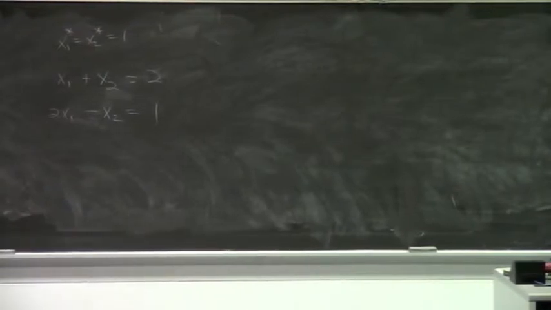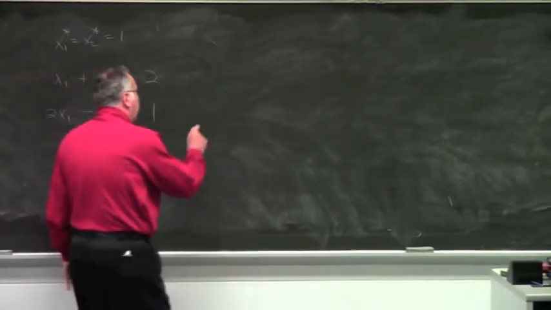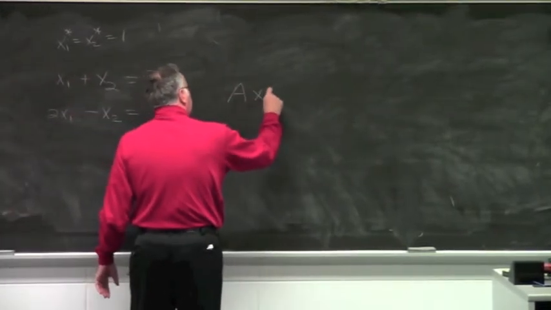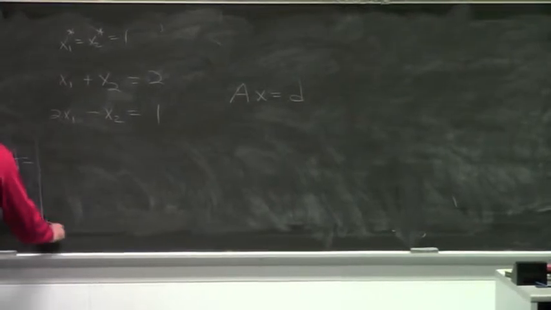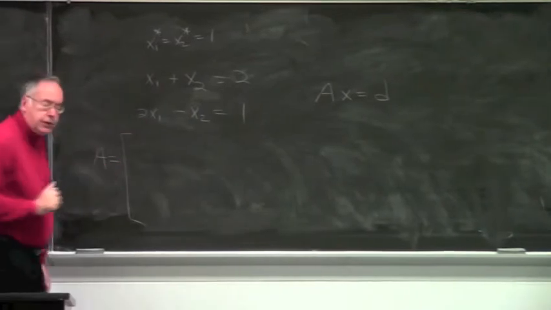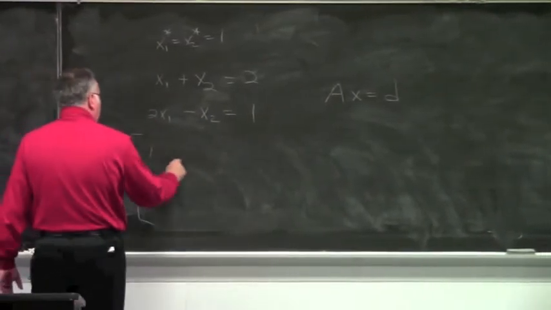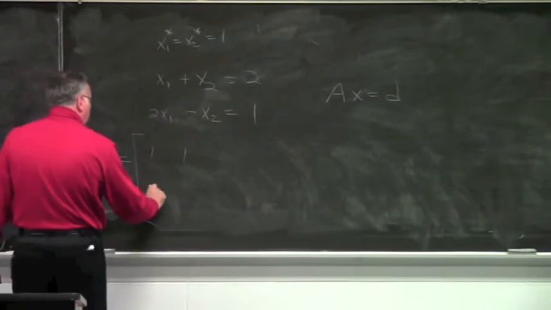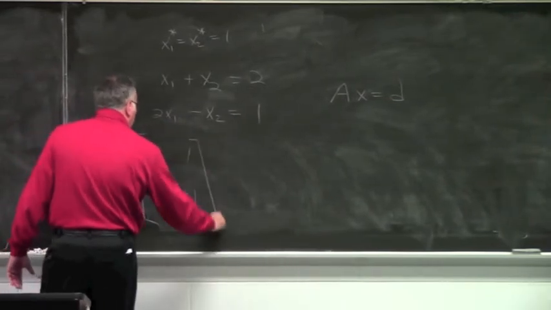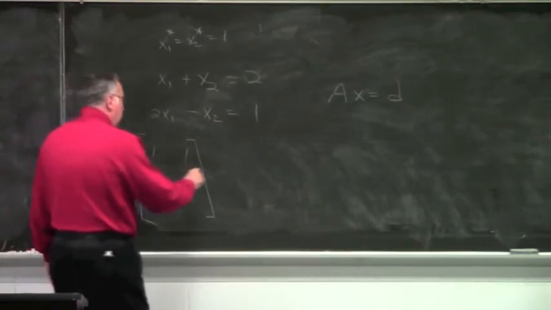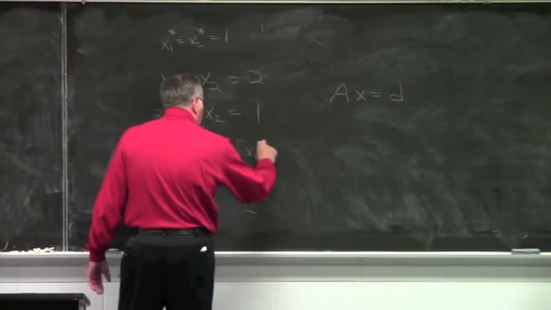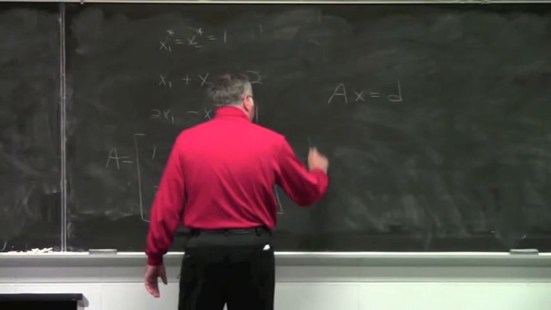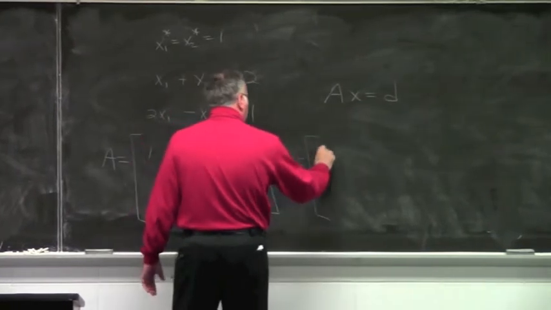Then in matrix algebra format, this would be written as AX equals D, where our coefficient matrix capital A is just this. It's the matrix of the coefficients on the variables. So it's 1, 1, first row. Second row is 2, minus 1. Okay. Our x vector is x1, x2. Our d vector of right-hand side constants is just 2, 1.